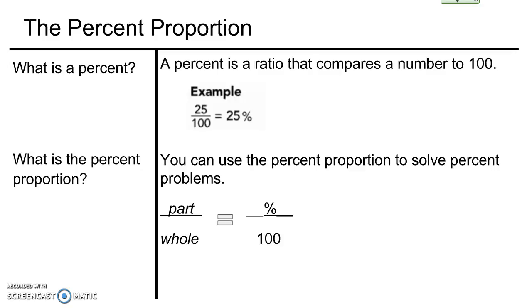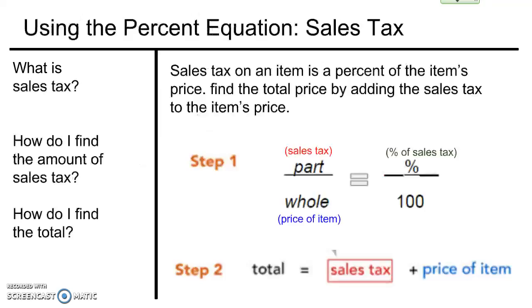The first thing you need to know is the percent proportion. It's part over whole equals percent over 100. Part over whole equals percent over 100. And that helps us find the percent of a number. And we can apply that to finding sales tax, tip, discount, all those things.